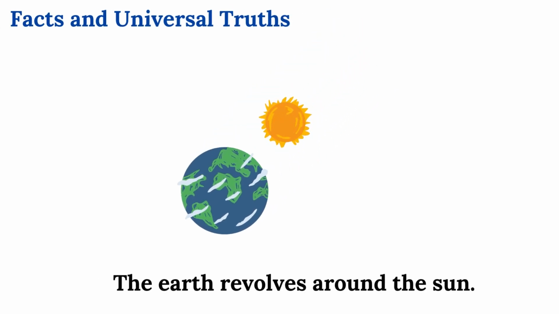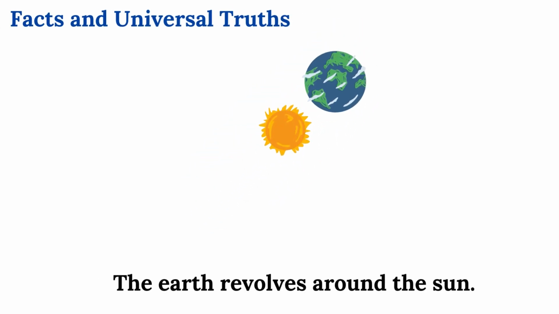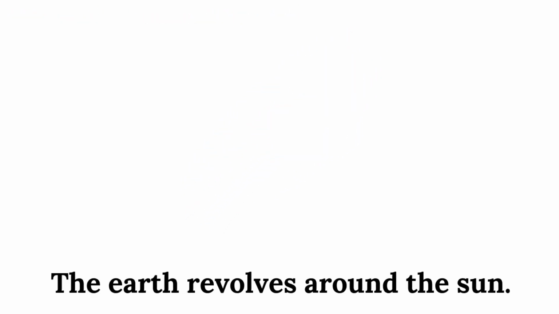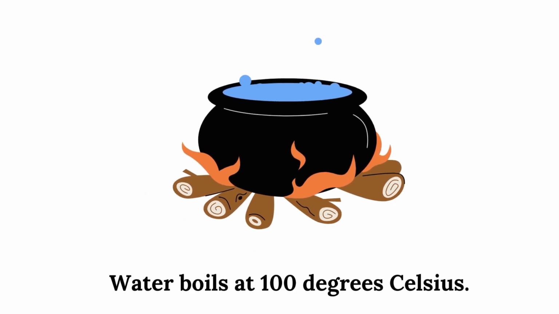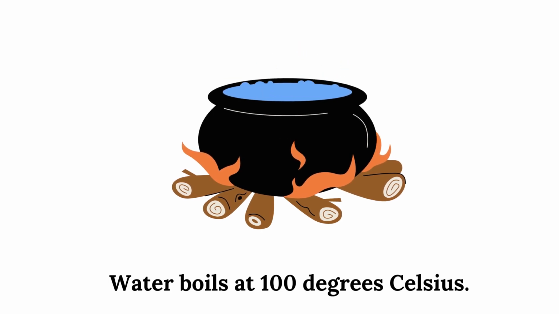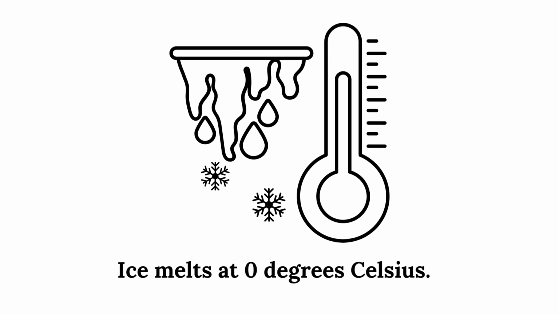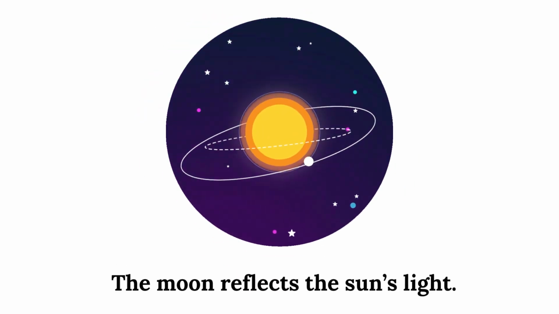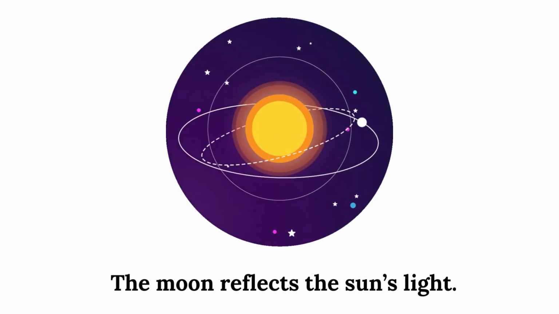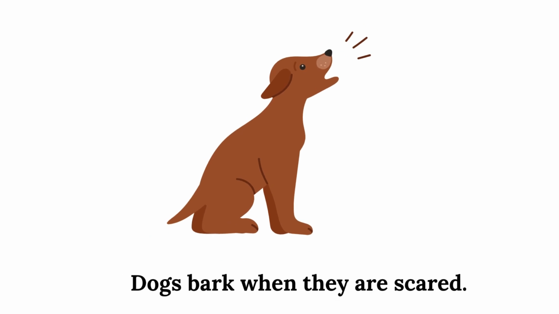Facts and universal truths. The earth revolves around the sun. Water boils at 100 degrees Celsius. Ice melts at 0 degrees Celsius. The moon reflects the sun's light. Dogs bark when they are scared.